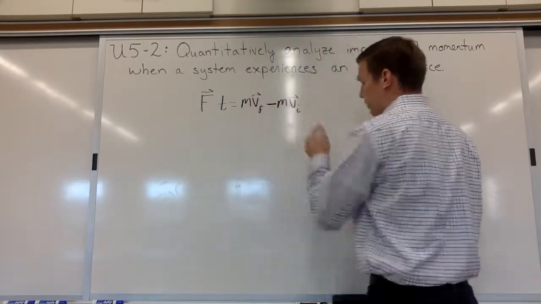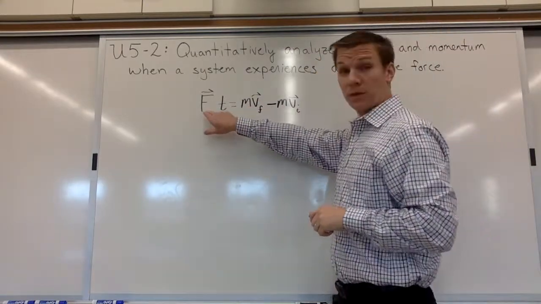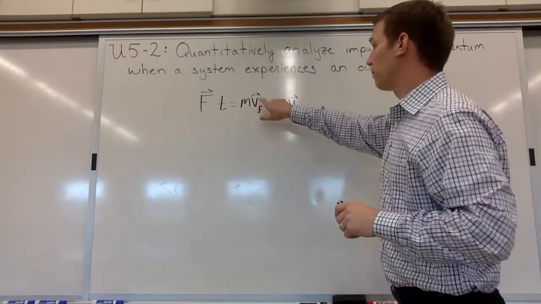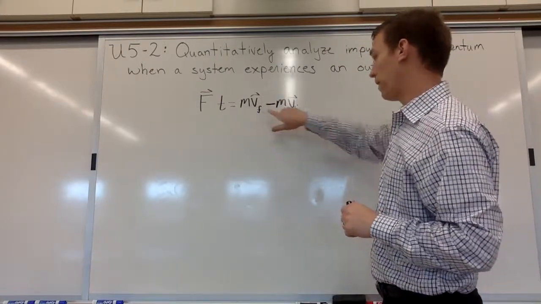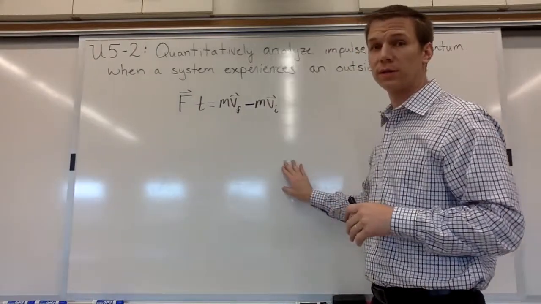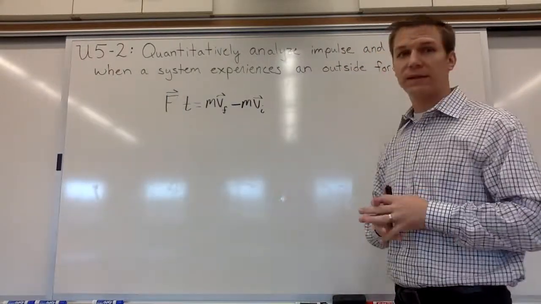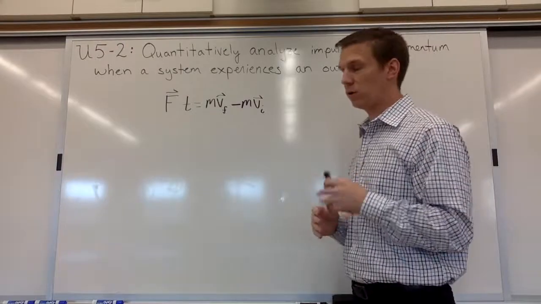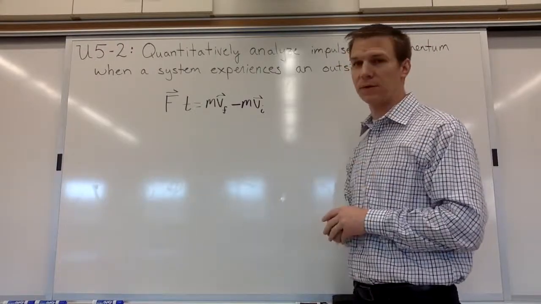Remember, it's the final velocity minus the initial velocity, and force has a direction. Velocity, both final and initial, both have directions, so you need to account for that with your numbers, with the positive and negative sign, in terms of whatever convention you've chosen for which way to be positive or negative.